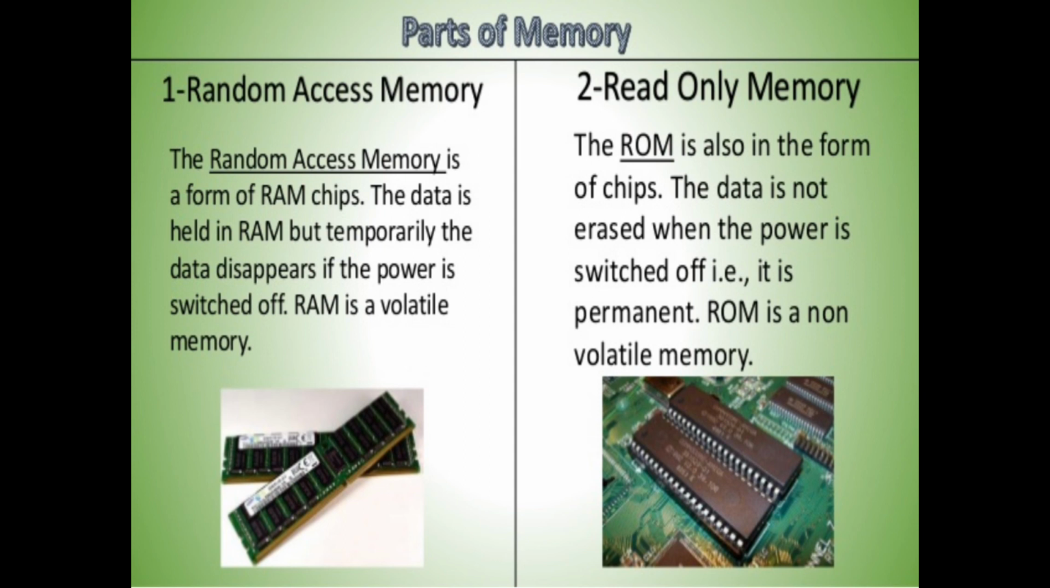The next type of main memory is read-only memory, which stands for ROM. ROM is also in the form of a chip. The data is not erased when the power is switched off, that is, it is permanent in comparison with RAM. ROM is a non-volatile memory.